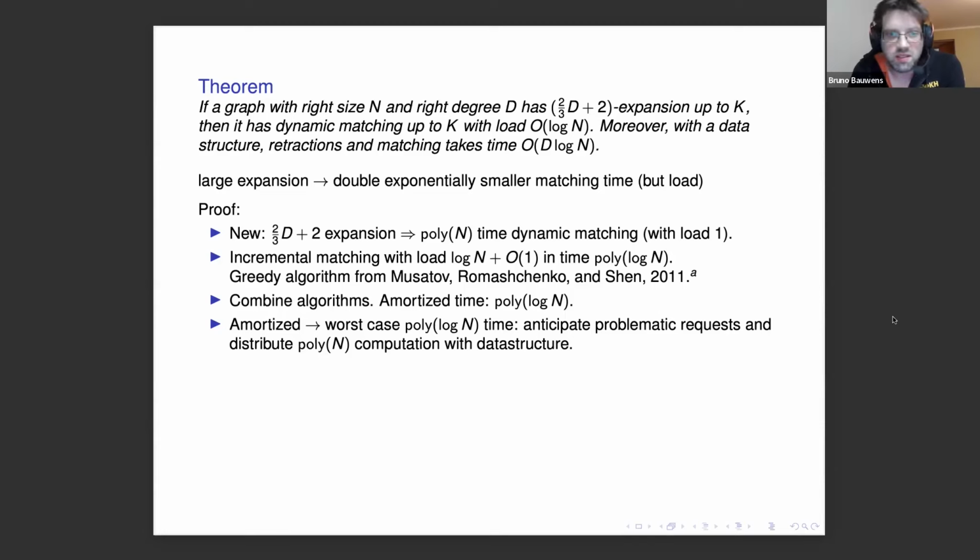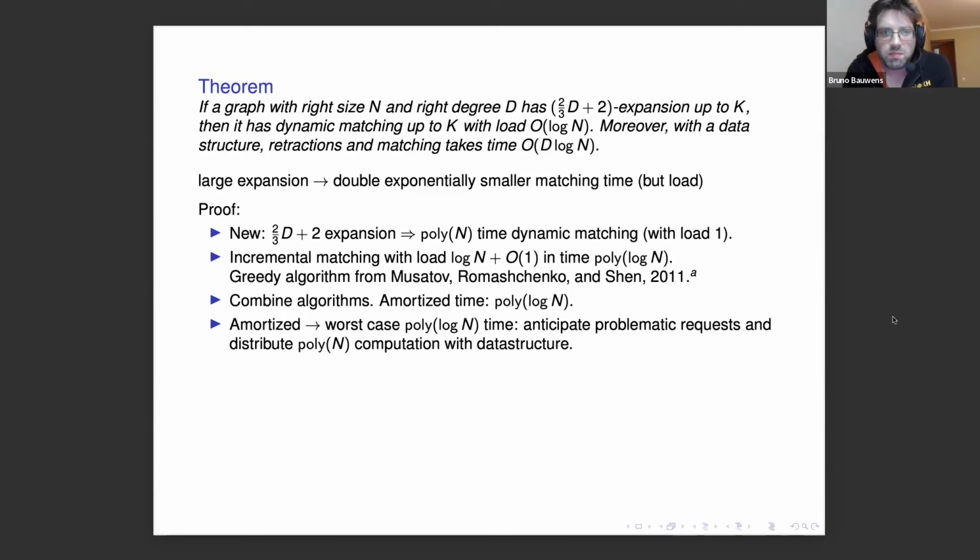And it's a strategy from an old paper of Musatov, Romashenko, and Chen, but it also exists in some other places in the literature. And so then we will combine both algorithms. If we do it in a trivial way, we get amortized time poly log n. And if we do it in a clever way, we get worst case poly log n time. So these are the 4 steps of the proof.